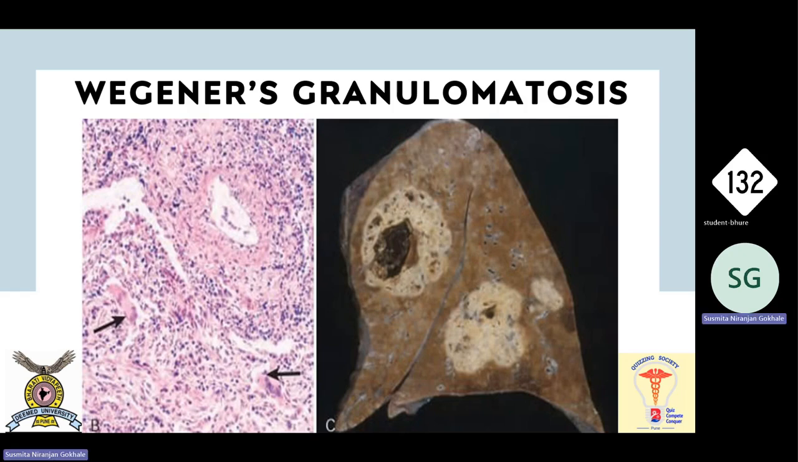And there is vasculitis, which involves mainly the lungs and the upper airways. And there is crescentic glomerulonephritis. It commonly affects males more than females. So here these two arrows show granulomas. And this is a section of the lung showing necrosis with a cavitatory lesion.